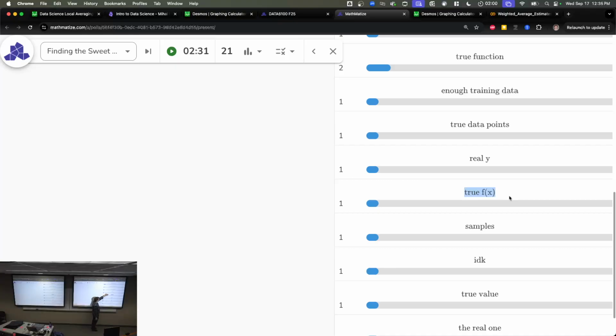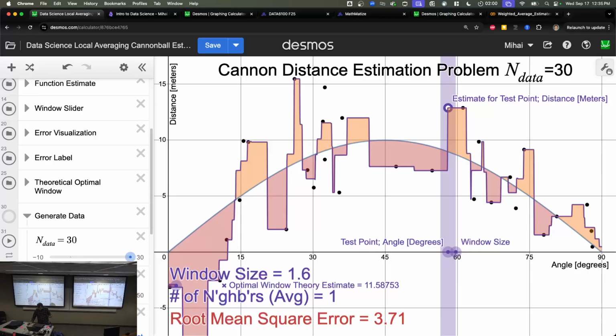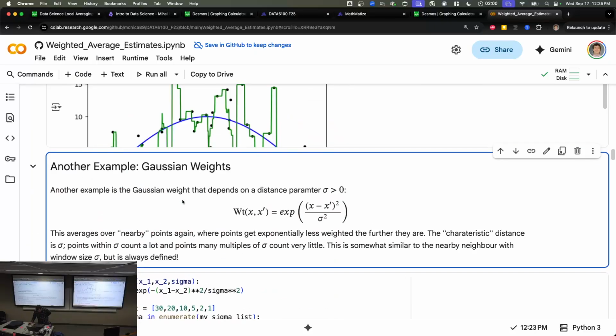That was the thing we were trying to estimate: the true value, the real one. These are all the right kinds of things. We do have the samples. What we don't have is the true value f. That was on the Desmos, the blue curve over here, and in my little thing, that is the blue curve over here.